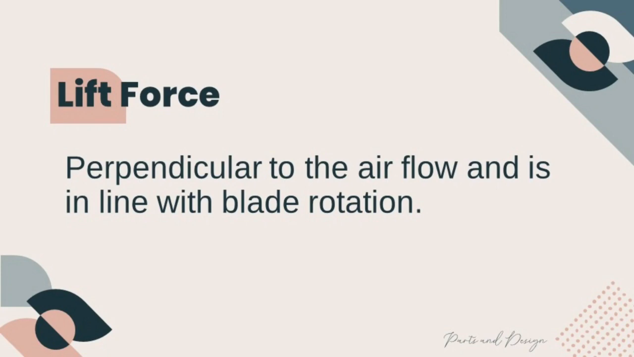First is the lift. Lift is the force that acts perpendicular to the oncoming flow of air. It is a force responsible for elevating the wind turbine blade. Lift is crucial for harnessing the kinetic energy from the wind. Wind turbine blades are designed to generate lift as the wind flows over and around them, causing the blades to rotate. This rotation is then converted into electrical energy.